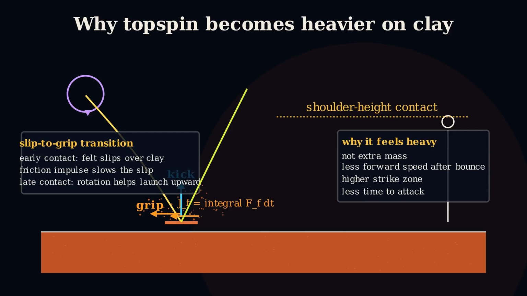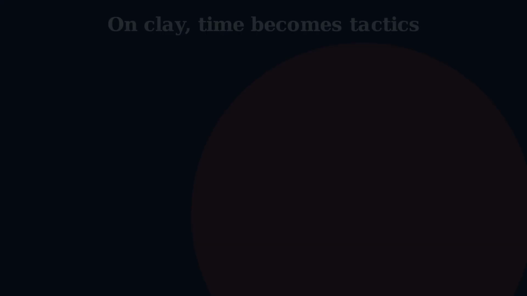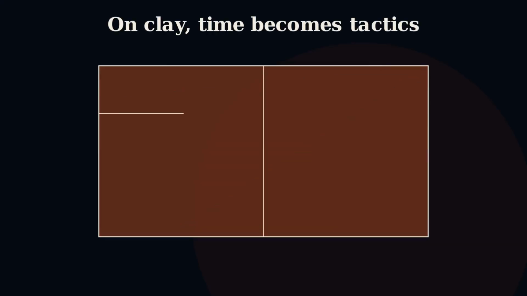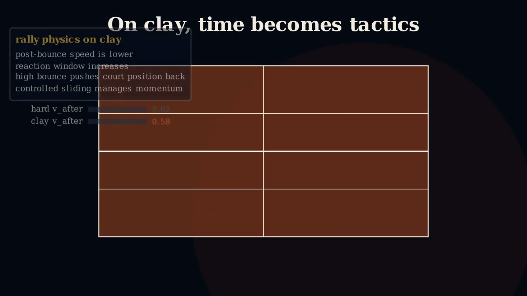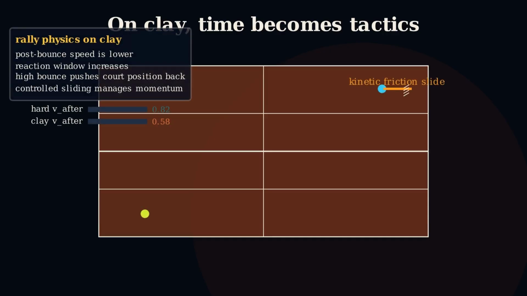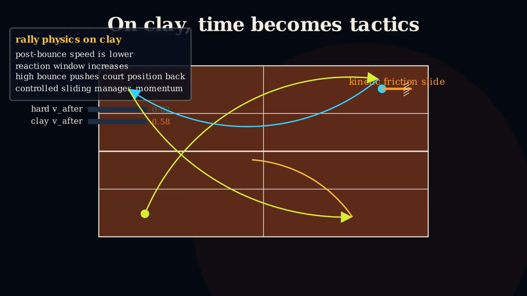To the opponent, it feels heavy, not because the ball has more mass, but because it arrives slower, higher, and closer to shoulder height, leaving less time to attack. Clay changes strategy because it changes time. Post-bounce speed is lower, so the reaction window increases, but the high bounce pushes players farther back and sliding changes how they stop and recover.